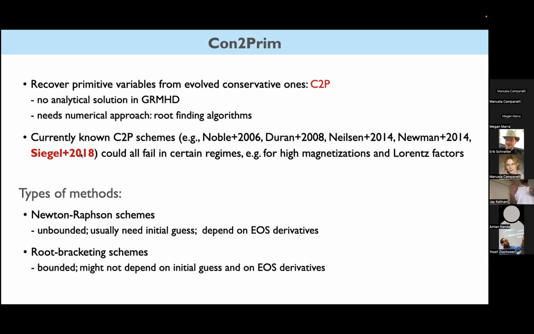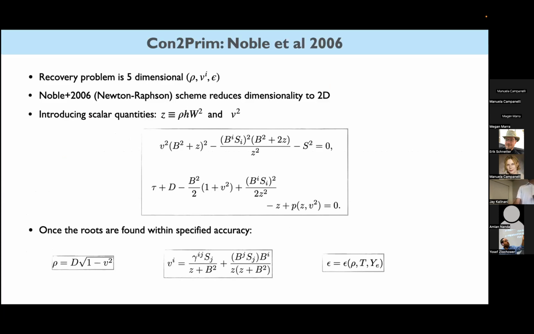These schemes can all certainly fail in certain regions, for example, at very high Lorentz factors or very high magnetizations. Typically, the methods used in these schemes are either based on Newton-Raphson techniques, where you start with an unbounded region for where your root lies, and usually you need to provide an initial guess, and this also depends on derivatives. Or there are root-bracketing techniques, where you have to provide bounds, but they might not depend on the initial guess and on derivatives. They are more robust, but usually slower.